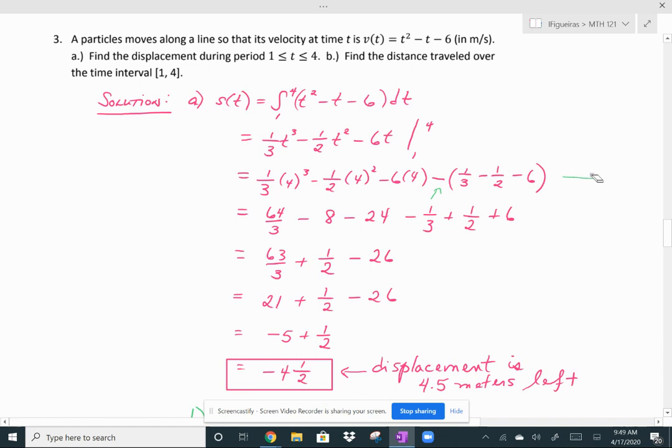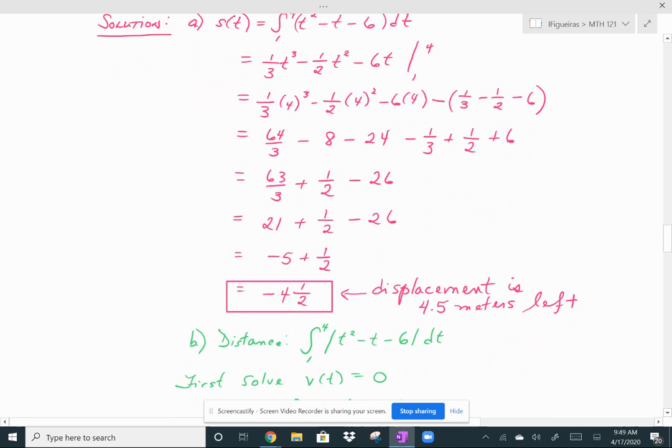So when you compute that, do the arithmetic, you get the following line right here. In the next line, I combined the fractions, the 64 thirds and the 1/3, to get 63 thirds. I wrote the 1/2, and then I combined all of the integers, and they worked out to be minus 26. So 63 divided by 3 is 21, which is what you see in this line. 21 minus 26 gave us -5, and -5 plus 1/2 is -4.5, which means the displacement of the object is 4.5 meters to the left. That's what the negative represents.